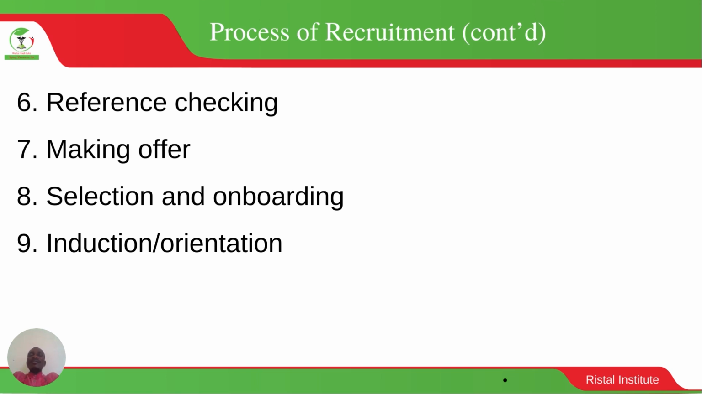Now, what is the implication if the best performing candidate has rejected the offer? The HR will look at the second person. If the first person has rejected the offer, then the second person will be the option to take the offer. Now, if the offer is accepted, the next thing is the selection and the onboarding.